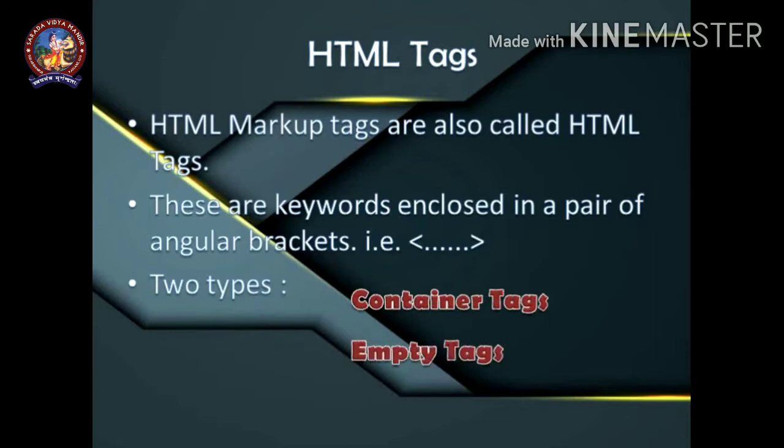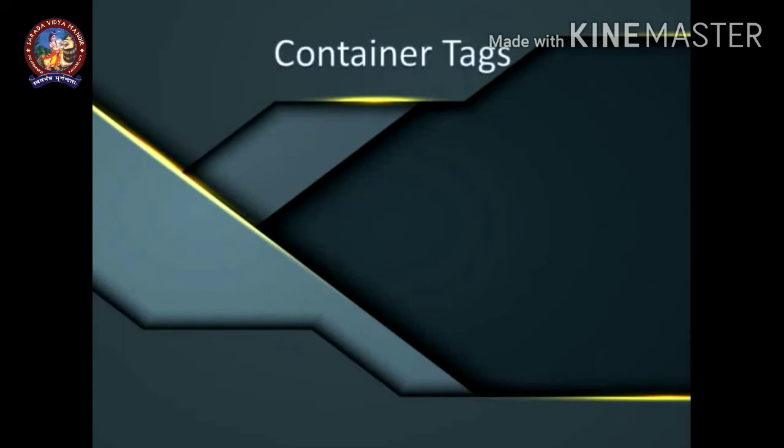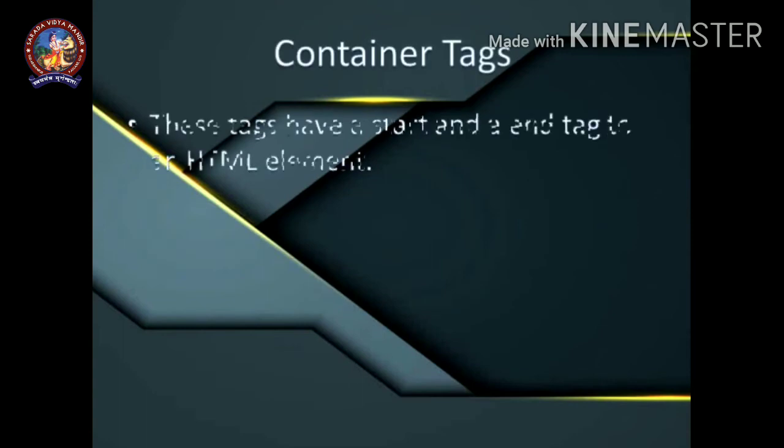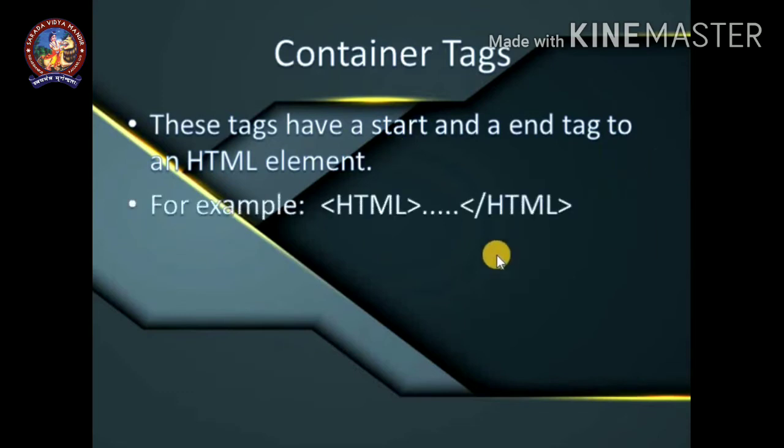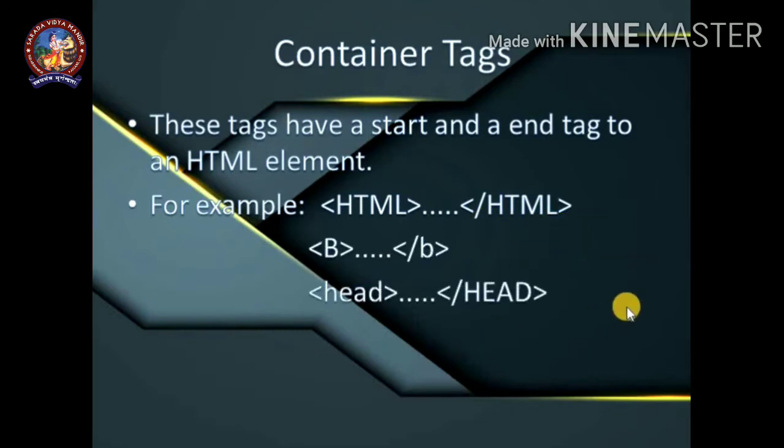What are container tags? Container tag means it will contain something. What will it contain? A container tag must have a start and an end tag for an HTML element. What is an HTML element? We are going to discuss that later. So it must have a start and the end tag, and it will look like this. This is the start tag and this is the end tag. Always remember, the end tag must contain a front slash. The front slash denotes that it is the end tag. Some other examples are also given for your help.